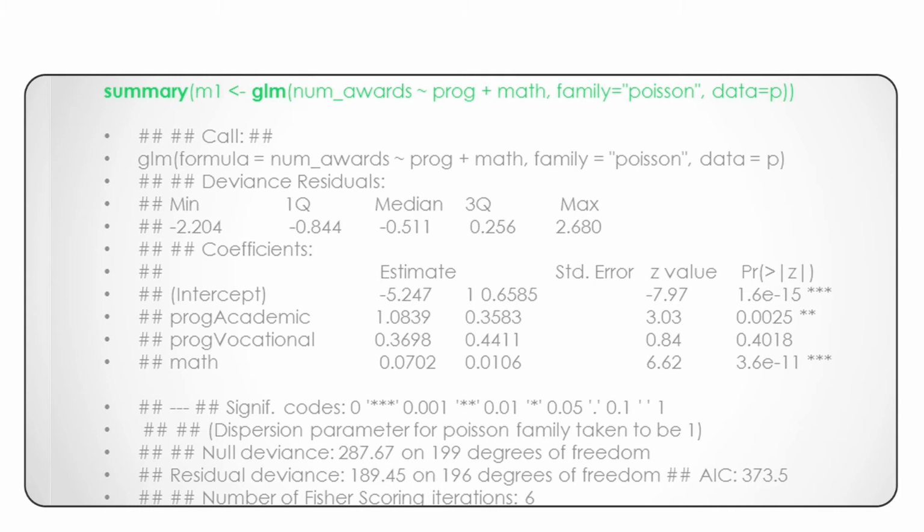So first we return the function call. Next we see the deviance residuals, or a summary of the deviance residuals. We get something called coefficients.